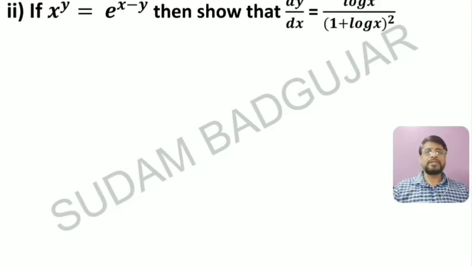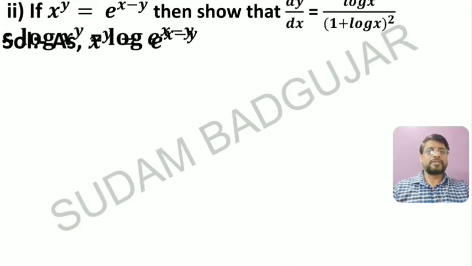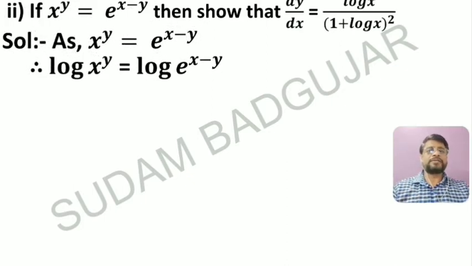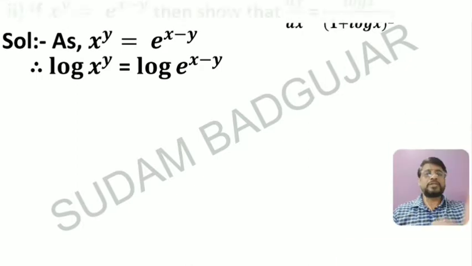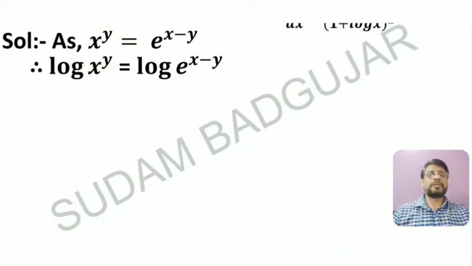Now another question: if x raised to y is equal to e raised to (x minus y), then show that dy by dx is equal to log x upon (1 plus log x) the whole square. Solution. Since the equation is given, it is a variable raised to variable form. You have to observe x raised to y. What is y? A composite function. y depends on x, so it is a variable raised to variable form.